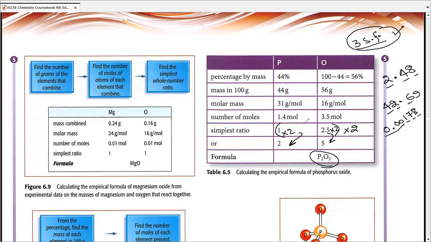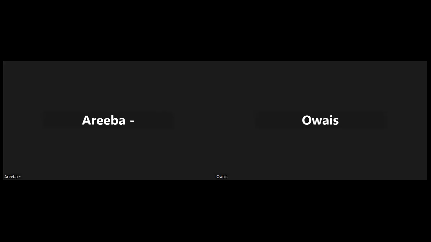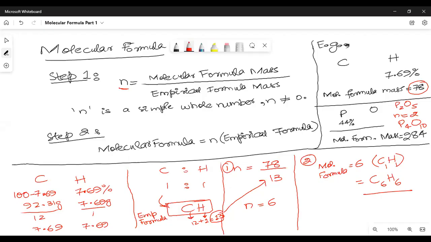Yes, sir. Good, good. Now, are we clear with the empirical formula part, and can we get back to the molecular formula part? Sure. Okay, so if we're clear, I'm going to stop sharing over here. I'm going to get back to the whiteboard, and I hope now it's much better. So now we have P2O5. Now I have already written that P2O5 over here. Okay, so there we go.